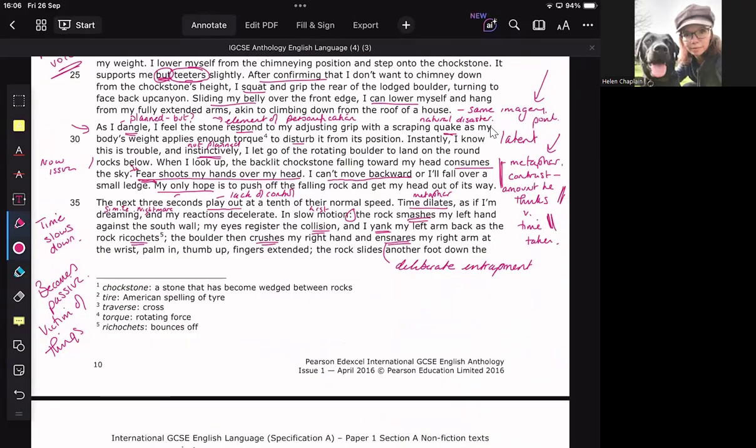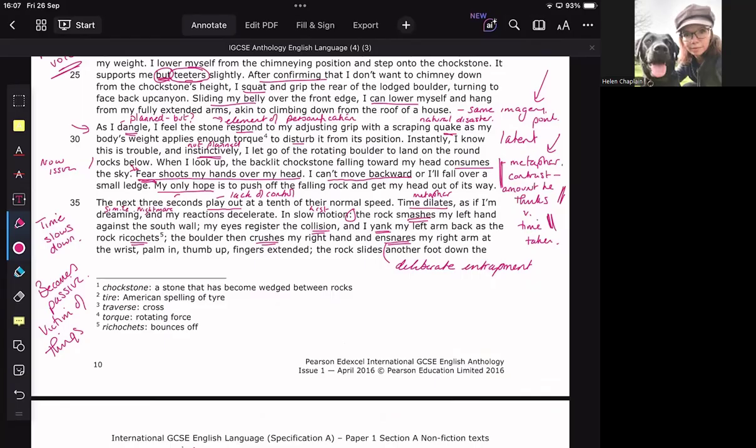And again, that metaphorical play out implies a lack of control. It's not something that he can do, it's almost something he's just got to watch happen. Time dilates, metaphor, so time kind of expands. Similarly, as if I'm dreaming, we know that it's going to become increasingly nightmarish. My reactions decelerate. So he's getting slower when he feels he needs to be getting quicker, and actually everything is slowing down. In slow motion, then we get this list.